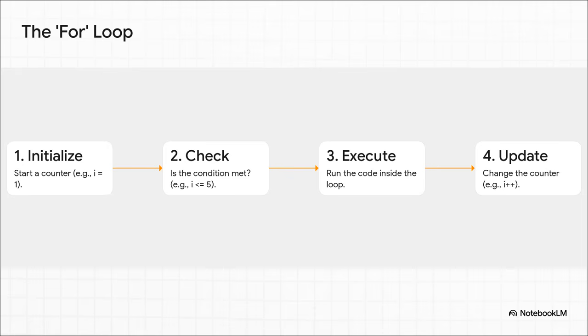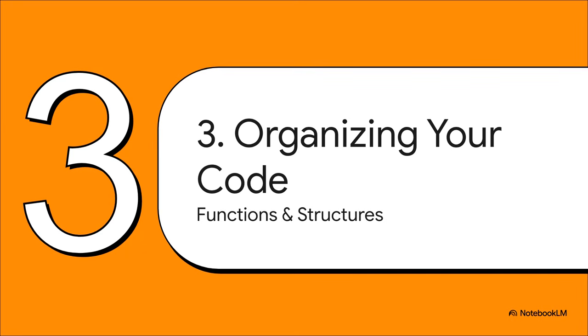And for doing things over and over again, we've got loops. A for loop is like a little automated machine. First, you set up a counter, usually just called i. Then you give it a condition to stop, like keep going as long as i is less than 5. As long as that's true, it runs the code, adds 1 to the counter, and checks again. And it'll just keep doing that on repeat until the condition is finally false. It's incredibly powerful. So we have data, we have logic, and we have loops.